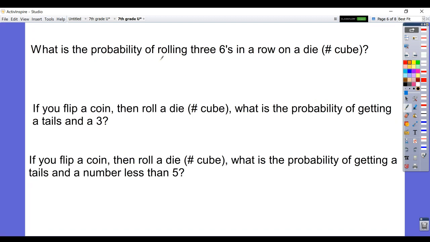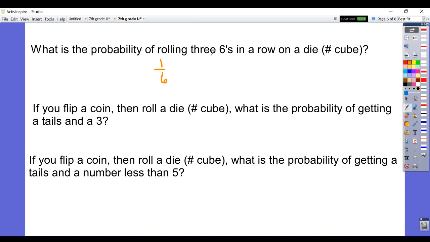Well, we know that 1 out of 6 on a number cube is a 6. All right, so on a number cube, we've got 1, 2, 3, 4, 5, 6. One of those out of the 6 possibilities is the number 6. So the probability of rolling a 6 is 1 out of 6.